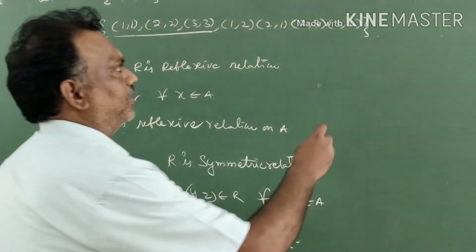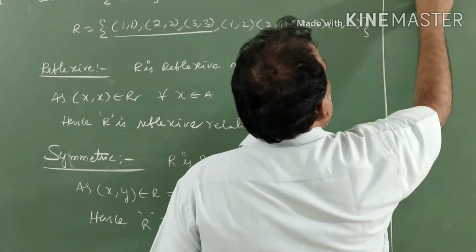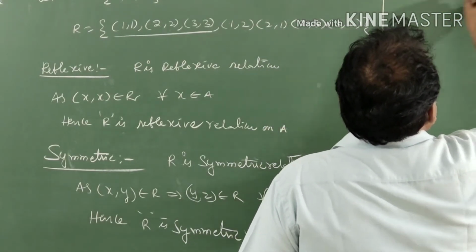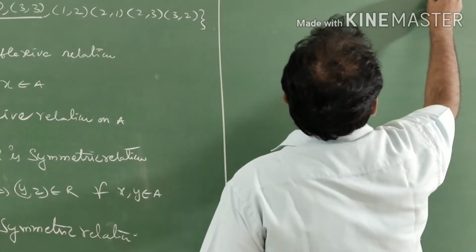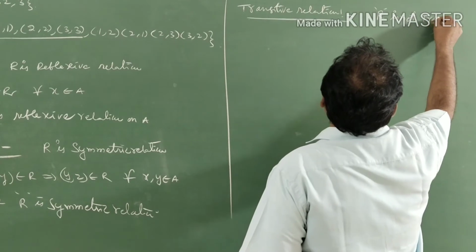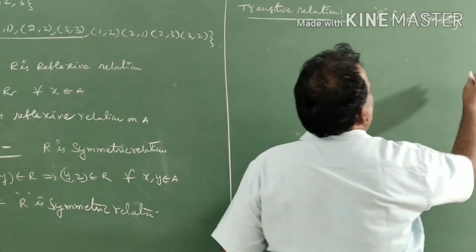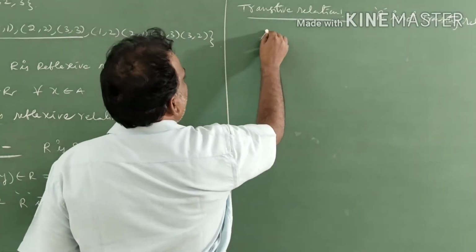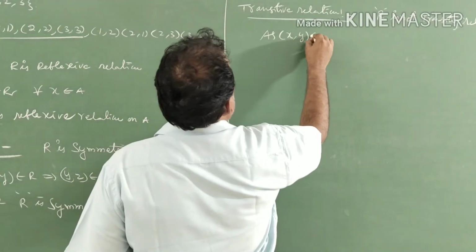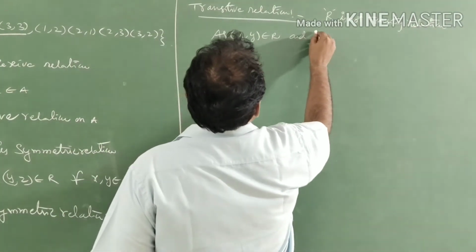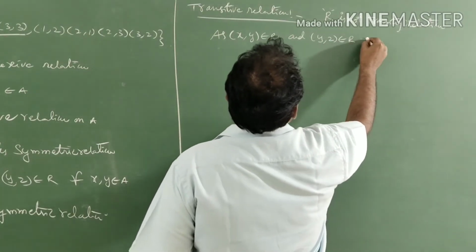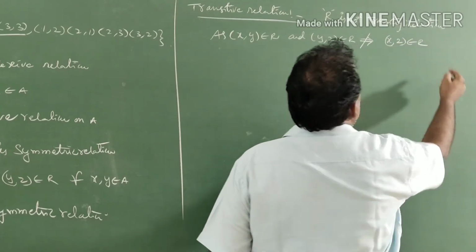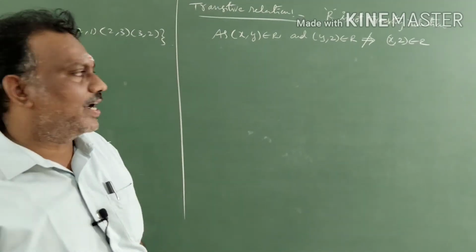Now we have to check the transitive. R is not transitive because we checked already. If it is not a transitive relation, you have to explain with an example. According to the definition, (x, y) belongs to R and (y, z) belongs to R, but (x, z) does not belong to R. That also we can write.